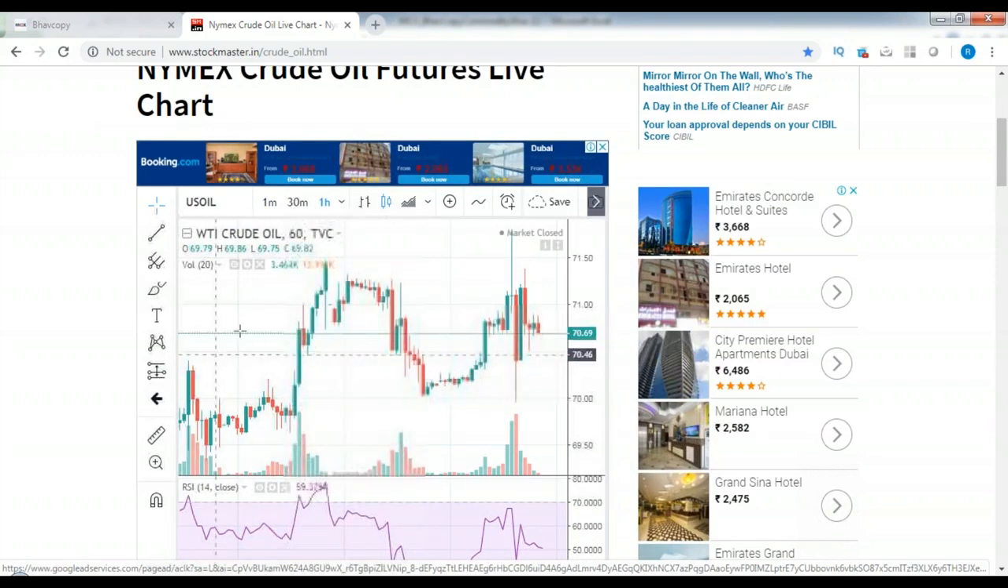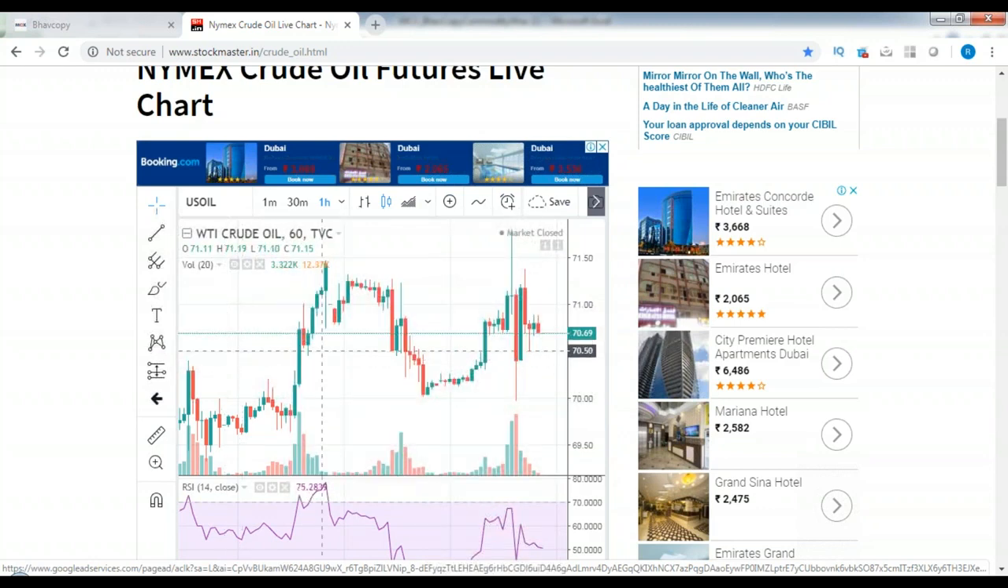Let's say this is the NYMEX chart. This is the WTI crude oil, and this is the NYMEX chart trading in the international market. What you see over here is all dollar price. Can you see this? It is all dollar price.